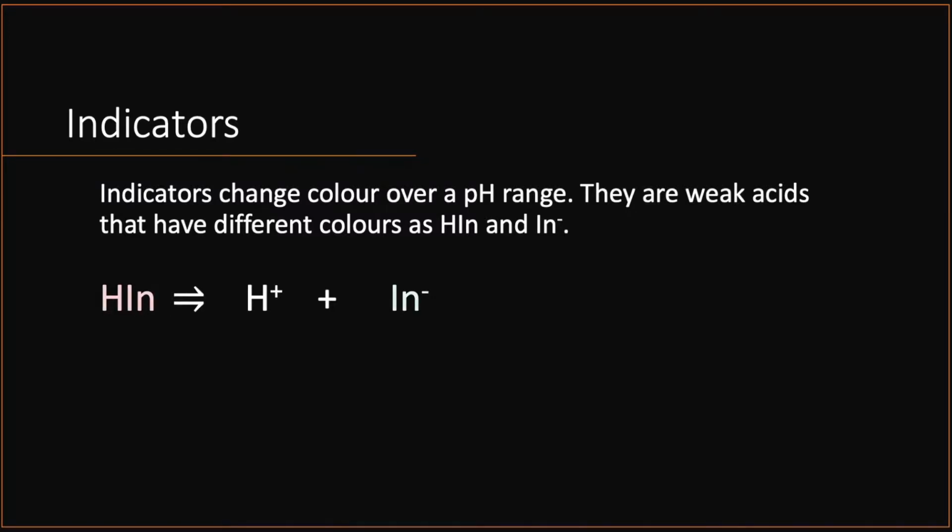And the key thing about an indicator is the acid, HIn, and the In- anion have different colours. So in this case, for example, the acid may be red and the anion, once it's lost H+, green. And so we would know that from Le Chatelier's principle, if we were to add lots of acid to that, the equilibrium would shift to the left-hand side. So in acidic conditions, we would see red, and in alkali conditions, we would see green.